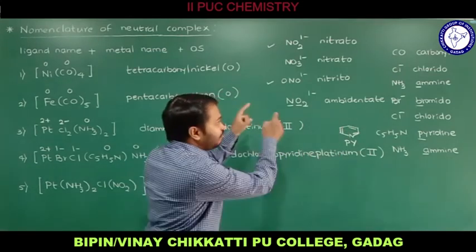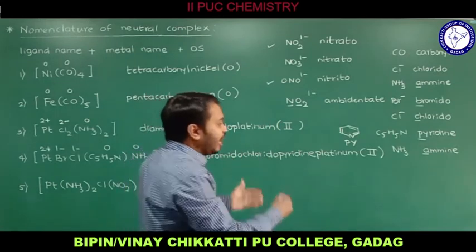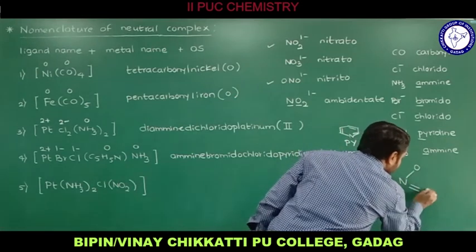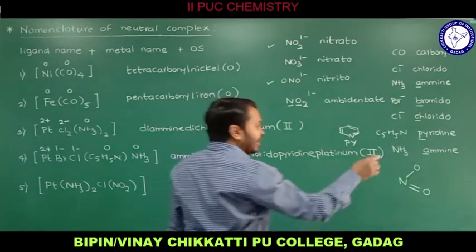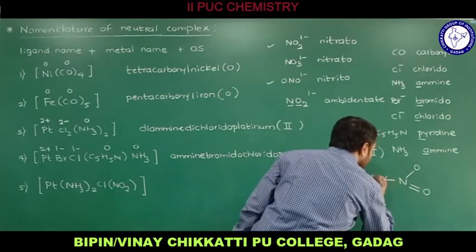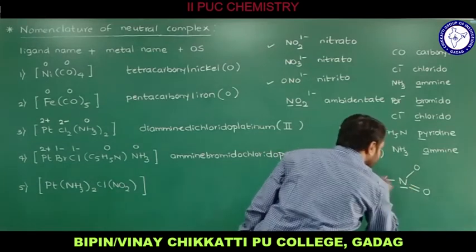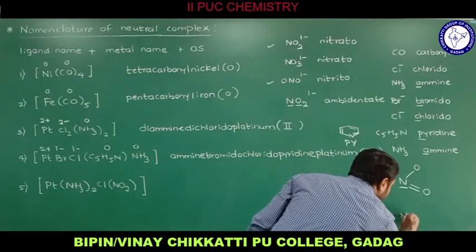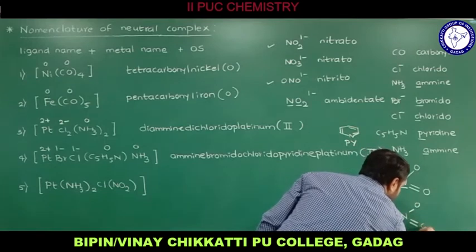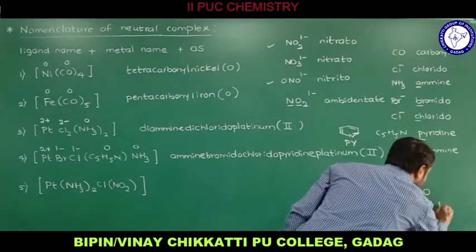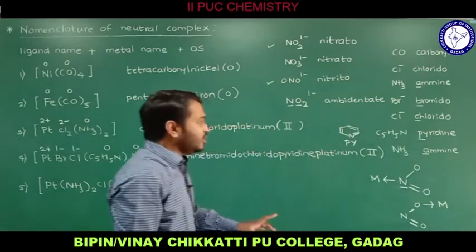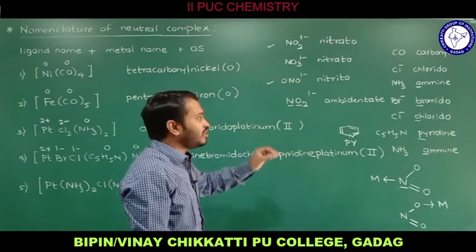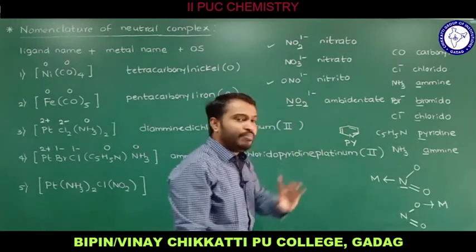Now let me draw the structure so that it will be more clear. N, O and O, NO2. If nitrogen is the ligating atom, this is how nitrogen links with the metal. In some other cases, N, O double bond O, oxygen will be the ligating atom, and oxygen links with the metal. So in NO2, nitrogen may be the ligating atom and oxygen may be the ligating atom. Out of these two, one is going to ligate to the metal. Therefore, that belongs to ambidentate ligand.